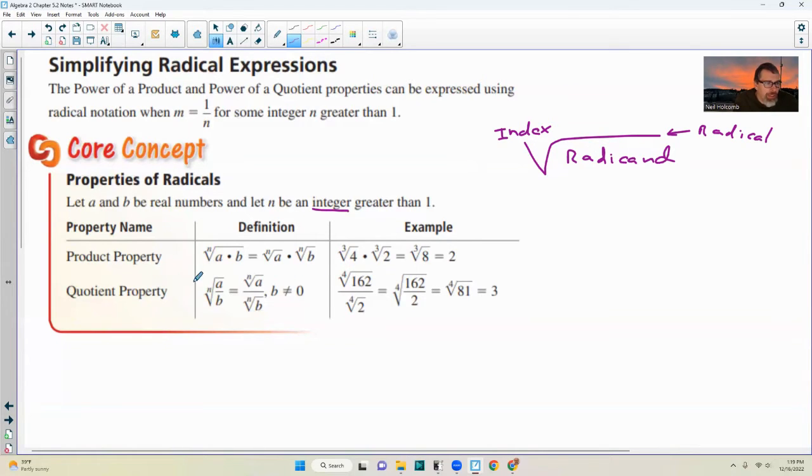Now, the quotient property states that if you take the nth root of a fraction, a over b, then that's equal to the nth root of a divided by the nth root of b, where b is not 0, of course, or it's undefined. So if I take the fourth root of 162 and divide it by the fourth root of 2, that's the same as taking the fourth root of 162 divided by 2, and half of 162 is 81, and the fourth root of 81 is 3. Okay, so those are the properties of radicals.